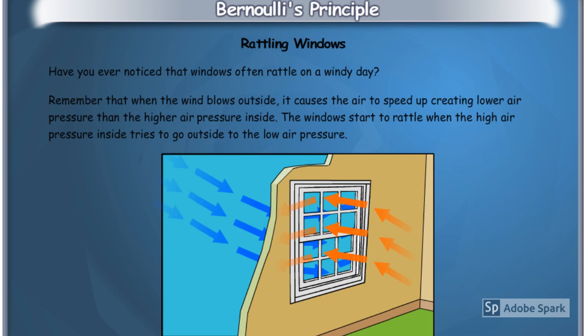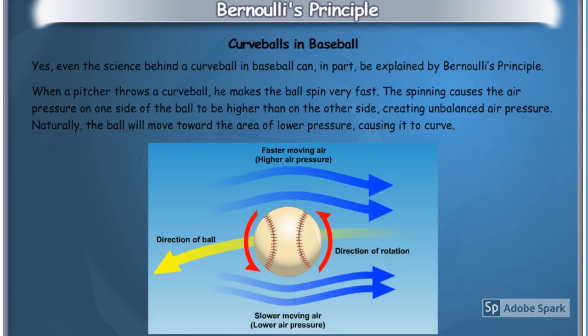Rattling windows. Have you ever noticed that windows often rattle on a windy day? Remember that when the wind blows outside, it causes the air to speed up, creating lower air pressure than the higher air pressure inside. The windows start to rattle when the higher air pressure inside tries to go outside to the low air pressure.